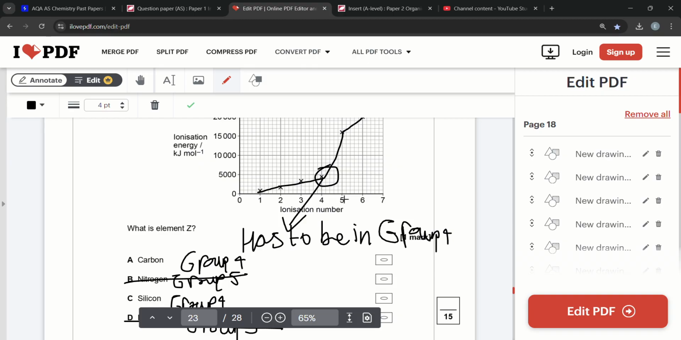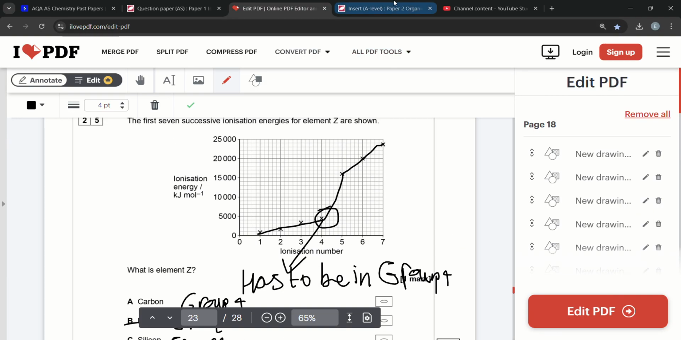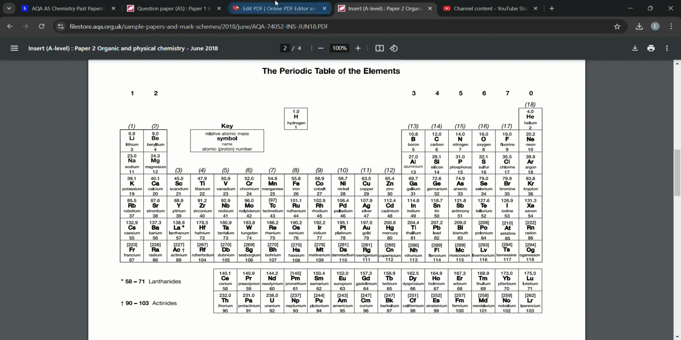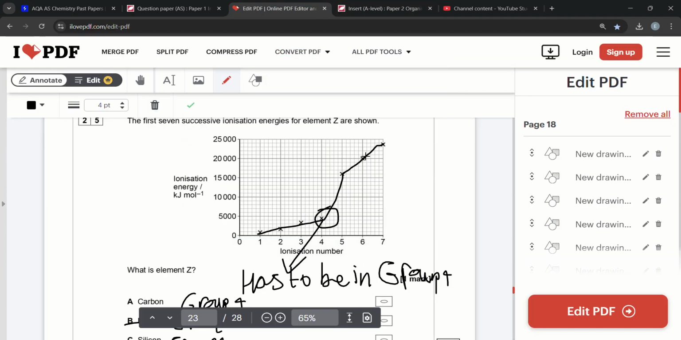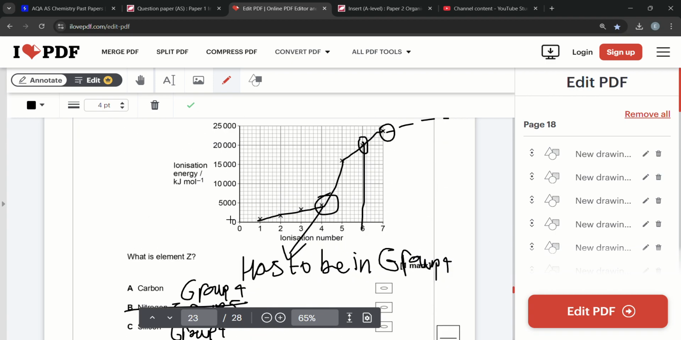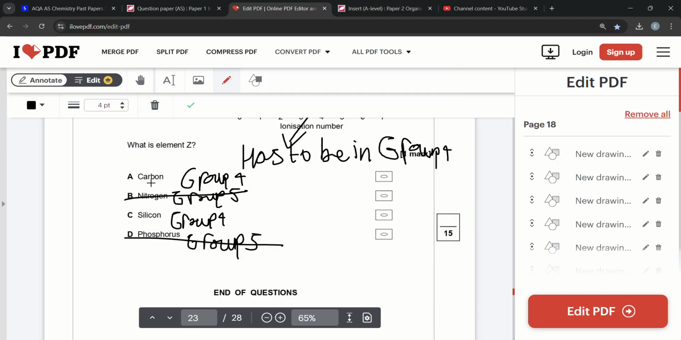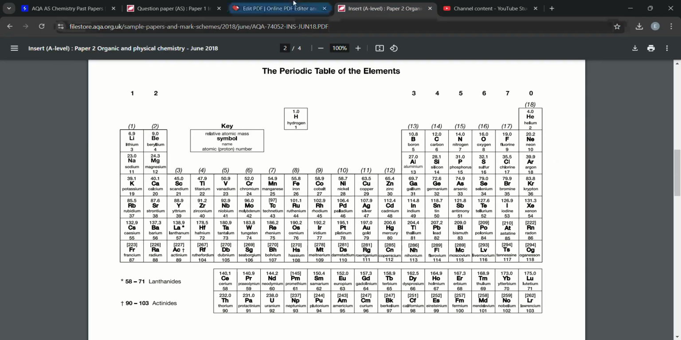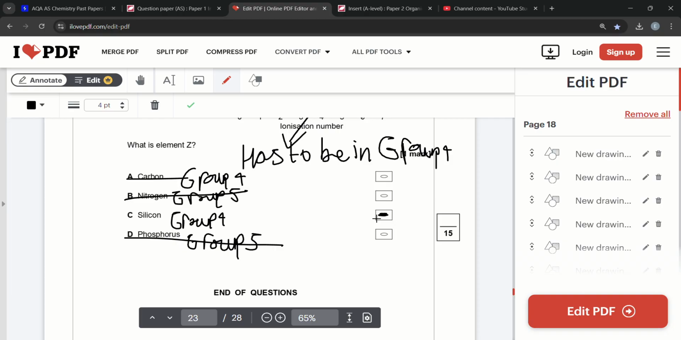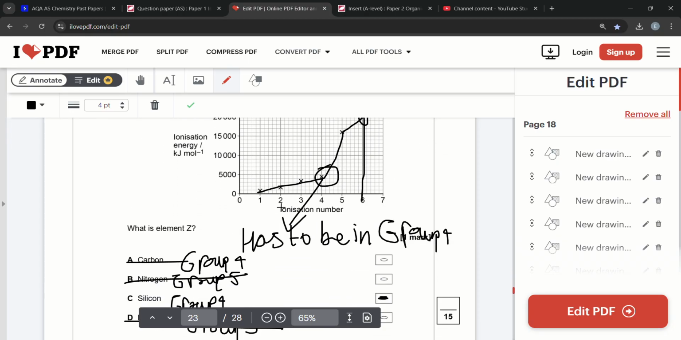So the big jump would come after the 5th ionization energy. In this case, it's after the 4th one, so it must be in group 4. Now, if we look at carbon and silicon, well, carbon only has 6 electrons, so it would stop here. When actually in the graph, it keeps going to 7, and it'll probably keep going. It says just the first 7. Carbon only has 6 electrons, so it can't be carbon, therefore it must be silicon, which has 14 electrons, therefore we'll keep going. And that is the end of multiple choice questions.